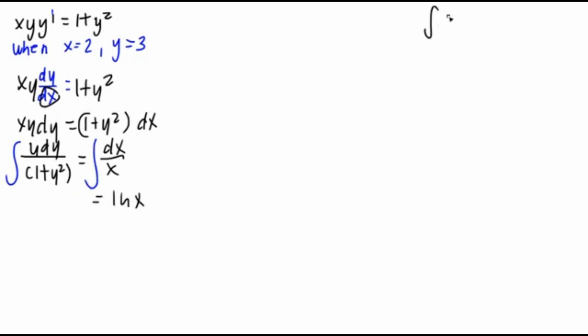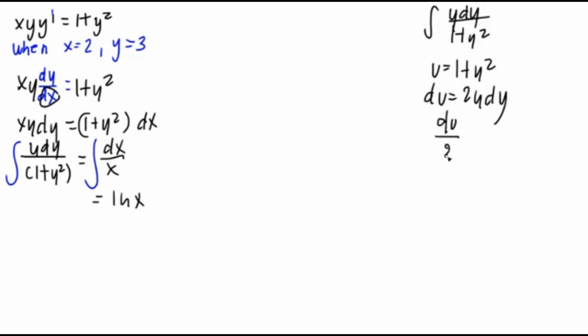Magiging integral of y dy all over 1 plus y squared. U is equal to 1 plus y squared. So, du is equal to 0 plus 2y dy. Meron dito tayong y dy. So, solve natin as y dy. Magiging du over 2 is equal to y dy.